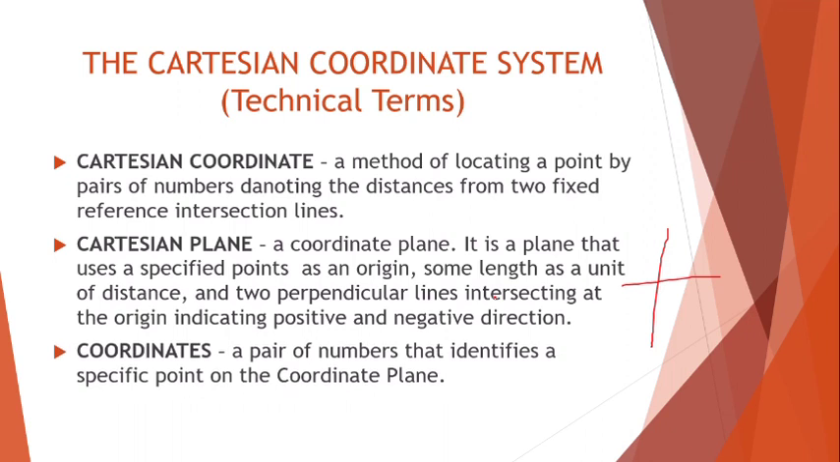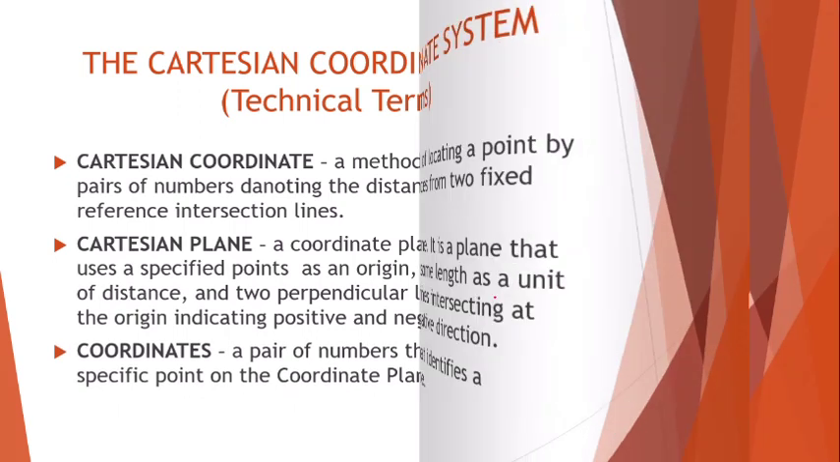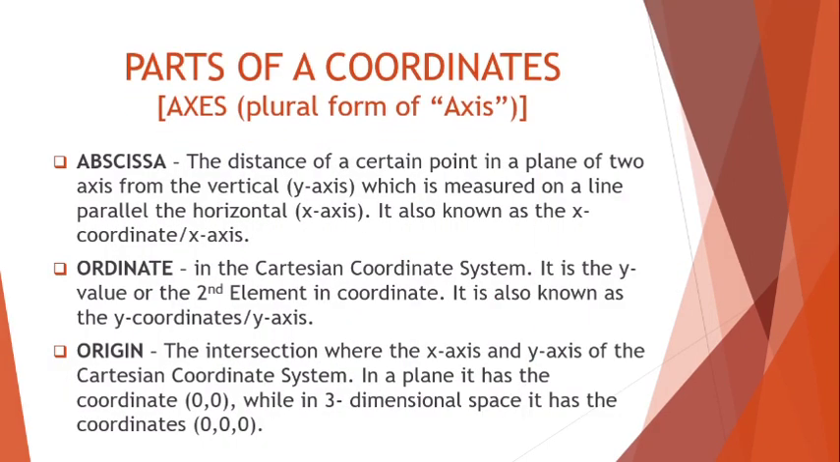Coordinates: a pair of numbers that identifies a specific point on the coordinate plane. So, we have parts of coordinates. Abscissa, this is the x-axis in other words. It is the distance of a certain point in a plane of two axes from the vertical y-axis, which is measured on the line parallel to the horizontal x-axis. It is also known as the x-coordinate. The ordinate is the opposite of abscissa, the y-coordinate. This is the second element in a coordinate.